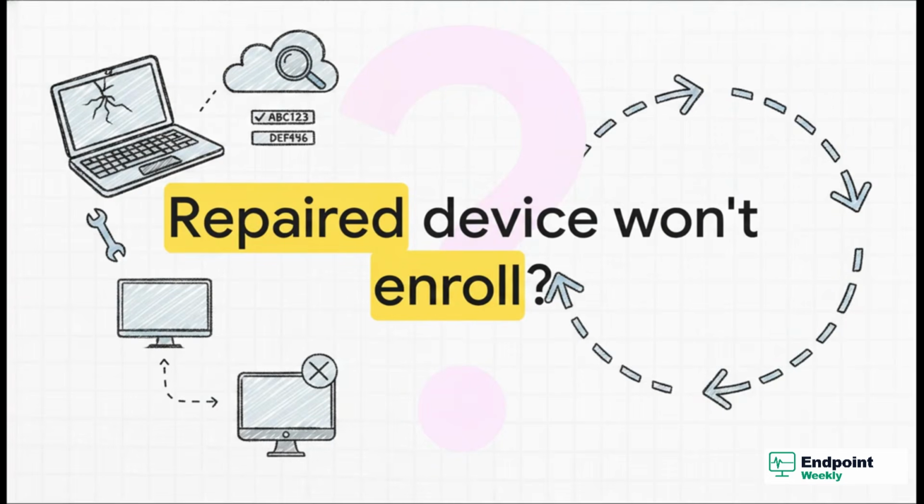Starting off with Section 1, the orphan device problem. Now, you might be wondering, why on earth didn't this repaired device enroll? It is literally the most common question you'll ask yourself when a machine lands back on your desk. And the deception here lies entirely right there in the Intune console. If you look the device up by its serial number, it's still sitting right there in your device list, looking totally healthy. But here's the catch.